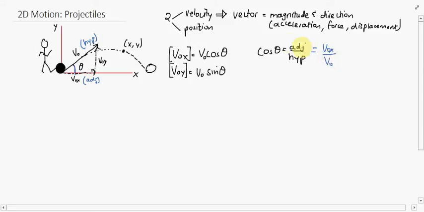So if I then multiply this out to that side, then this would become v sub naught cosine of theta is equal to v sub naught x, which is kind of what we have here, right?